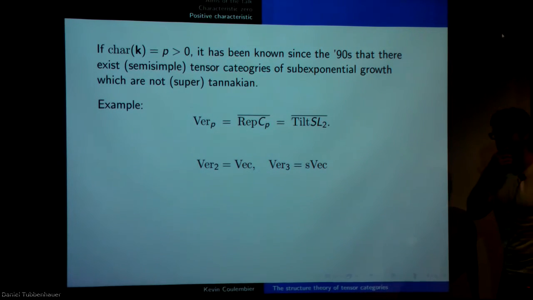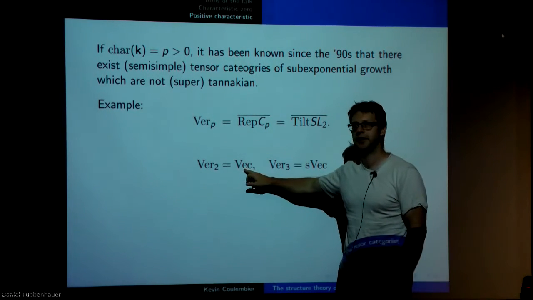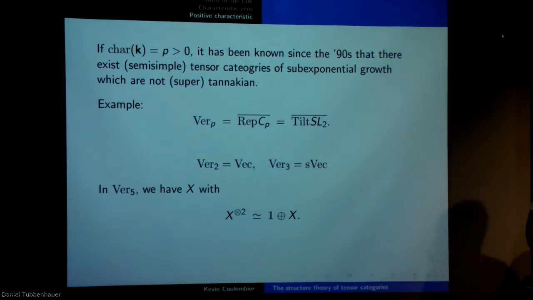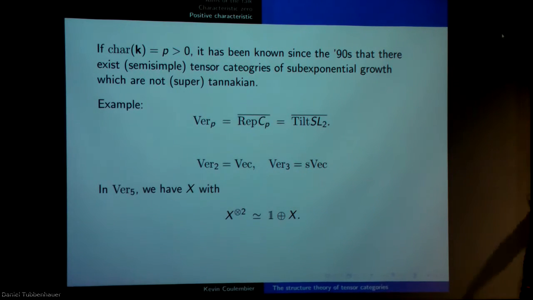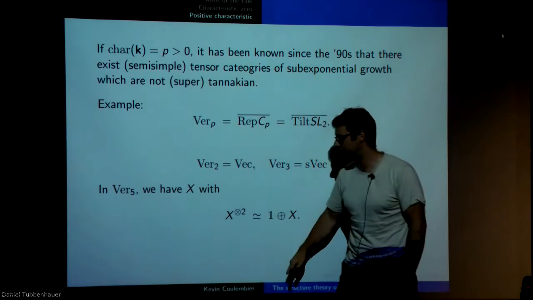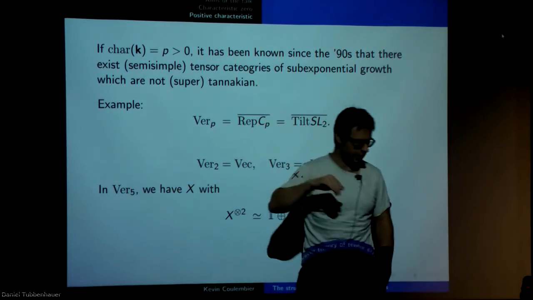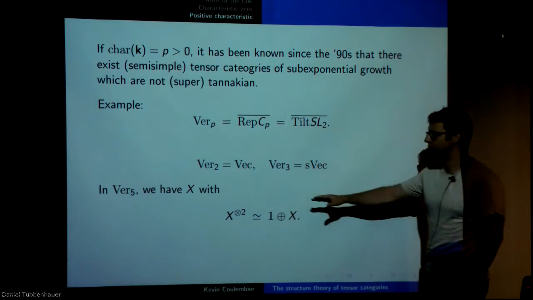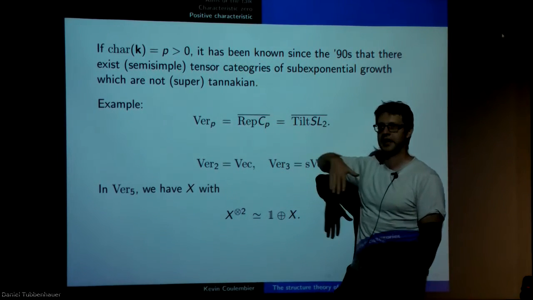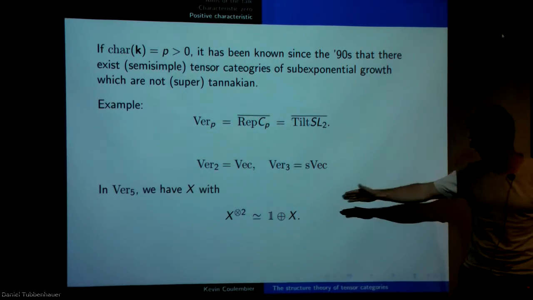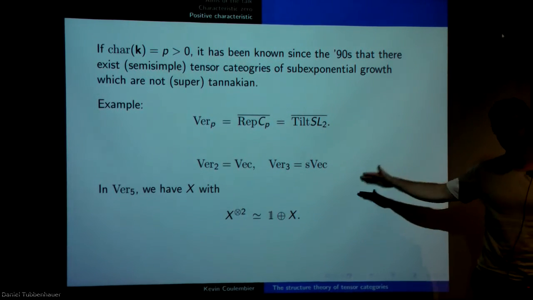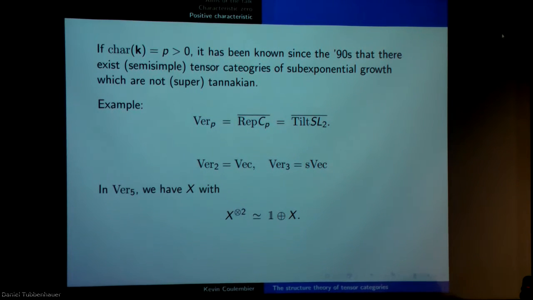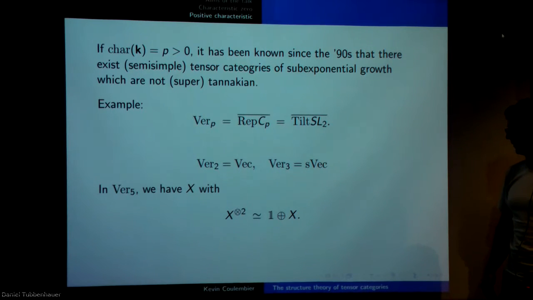The first examples are not terribly exciting. You just get vector spaces in characteristic 2, super vector spaces in characteristic 3. But in characteristic 5, we get precisely this Fibonacci category, which, not coincidentally, appeared this morning in the quantum setting. The Grothendieck rings of these things are the same in characteristic 0 and in positive characteristic. So in particular, we also have this Fibonacci relation, the golden ratio. It can't be super Tannakian. So this is the first example of why the linear theorems don't extend.